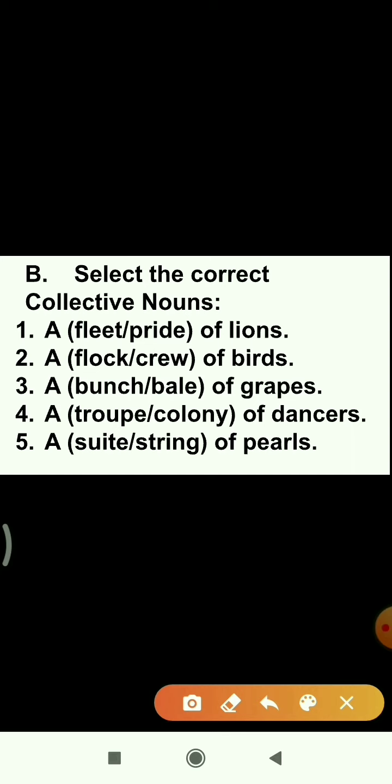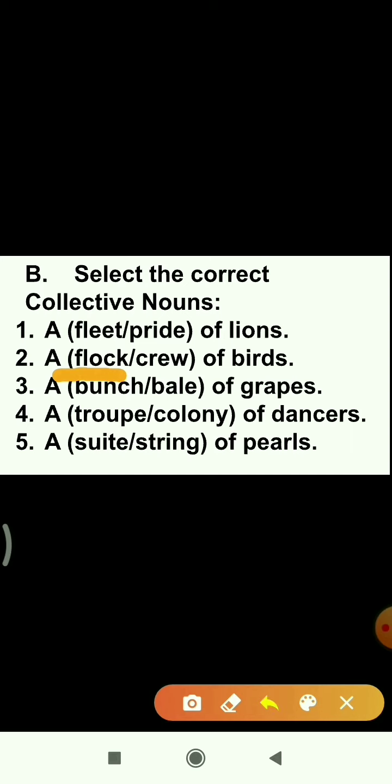Fleet? Fleet is for what? It's a group of ships, right? So what will be the right answer? A pride of lions. The answer is pride, right? A pride of lions. Then the next one. A flock or crew of birds. Which is the right answer here? Now crew is again what? Crew of sailors. So what will be our answer? Flock. Right? Yeah. So, a flock of birds.